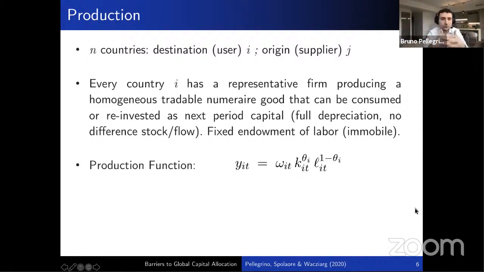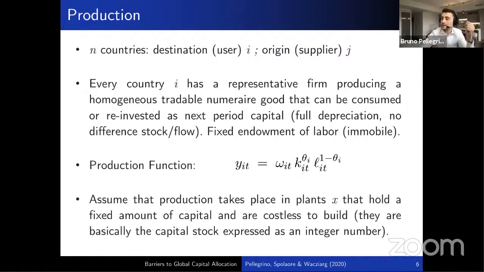We assume that each country uses a Cobb-Douglas production function with country-specific elasticities. And this is the non-standard tweak: we assume the production takes place in plants. We use X to index these plants, and these plants hold a fixed amount of capital. They are costless to build and decommission. What that means in practice is that plants for us are simply a discrete version of the capital stock.